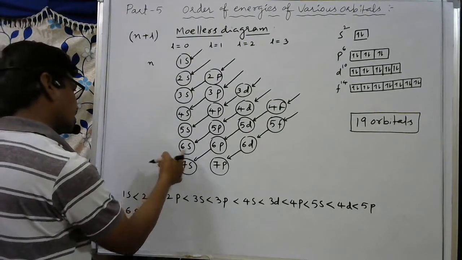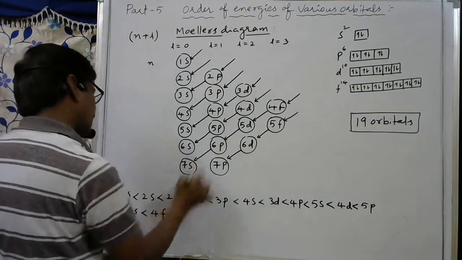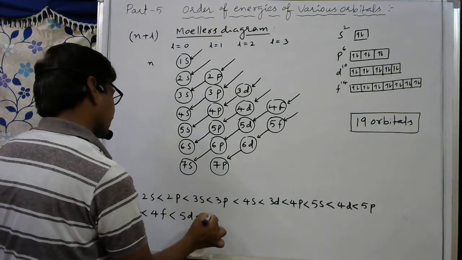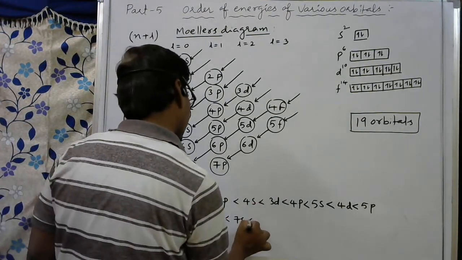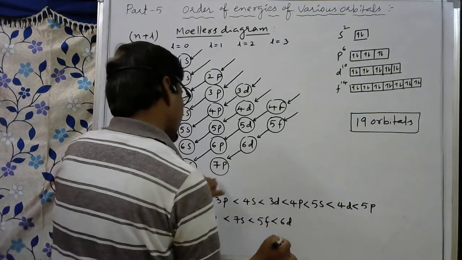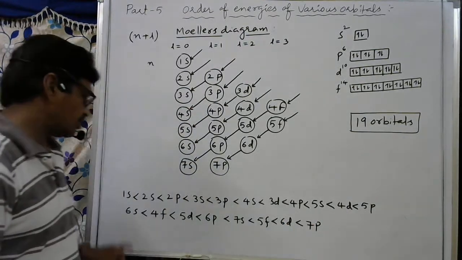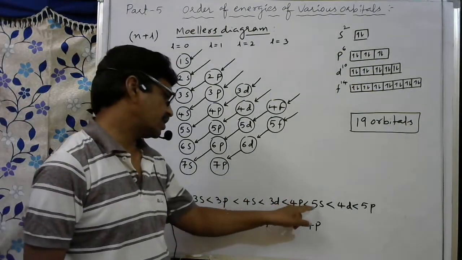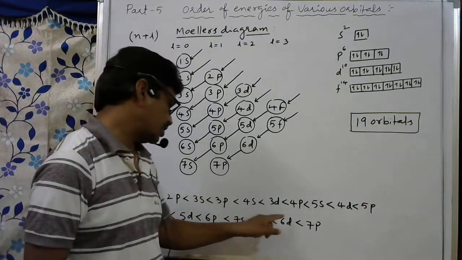6s orbital has less energy than 4f. 4f, then 5d, then 6p, then 7s. After 7s, 5f, then after that 6d, then 7p. Then you can count here. How many orbitals are present here? 1, 2, 3, 4, 5, 6, 7, 8, 9, 10, 11, 12, 13, 14, 15, 16, 17, 18, 19.